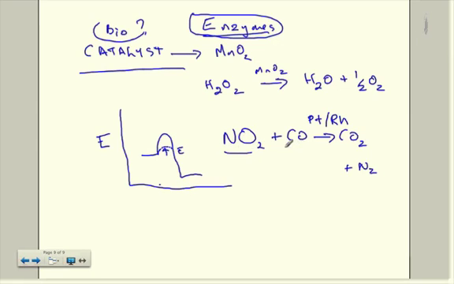Finally, the catalytic converter in the car takes acidic nitrogen oxides and toxic carbon monoxide and turns them into carbon dioxide and nitrogen. And the catalyst to do that is platinum and rhodium. So this is much better for the environment. Okay?